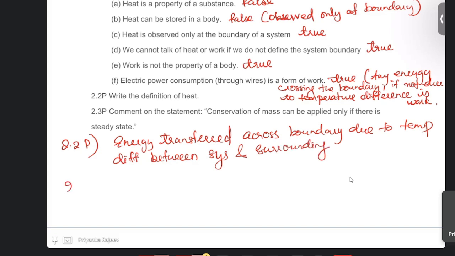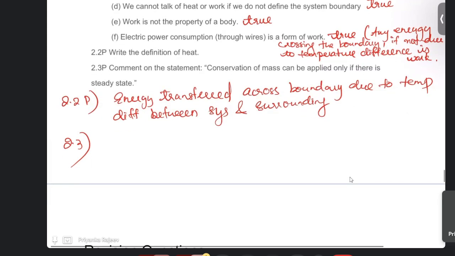Okay. Now 2.3. Comment on the statement: conservation of mass can be applied only if there is a steady state. That is not correct. Why? Because conservation of mass is always valid. Okay, conservation of mass is always valid in a macroscopic state.